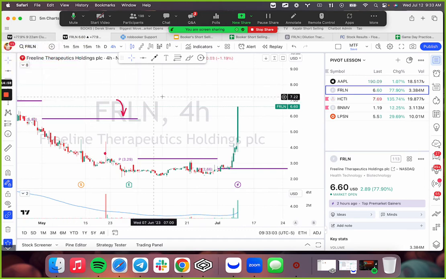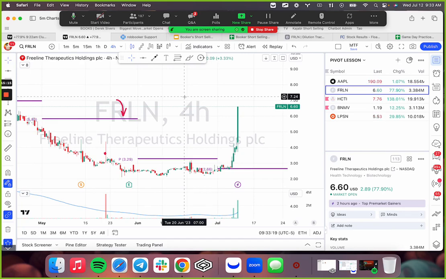Okay, I'm going to stop the lesson here. You can now see that pivots are horizontal levels of support and resistance with a defined start and stopping point. For our purposes, it's the first of the month to the last of the month. That's a monthly pivot point. Those pivots are calculated using the previous month's price.